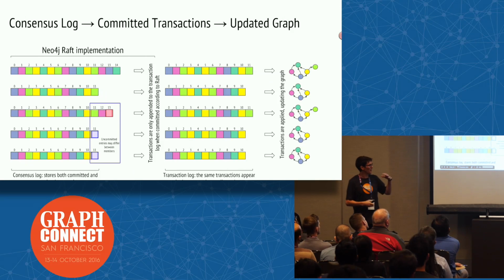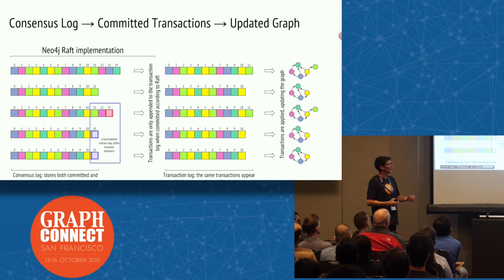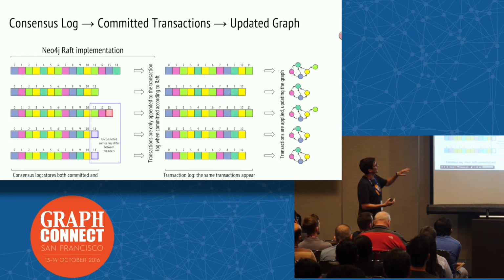The way we think about it is that we've got a consensus log where incoming transactions off the network, we append them to this transaction log. And you can see that on each of the servers, each of these rows, a different server, the log is slightly different lengths on some of these servers.